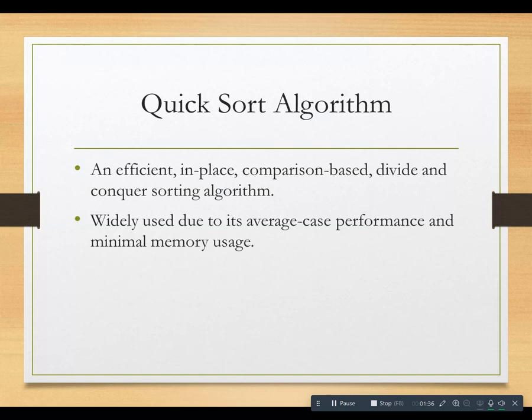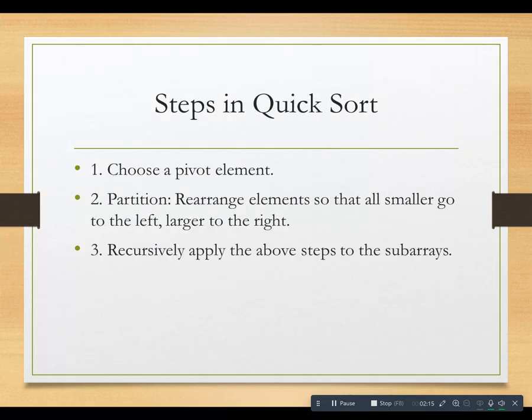Algorithms like quicksort, which fulfill this criteria and do not require any additional space apart from the one that is already at their disposal, are called in-place. It is also a comparison based algorithm. That means it compares between the elements and then swaps their positions. It is also a divide and conquer algorithm, which is already known to us. It is widely used because of its average case performance and minimal memory usage. Now let us go to the next slide.